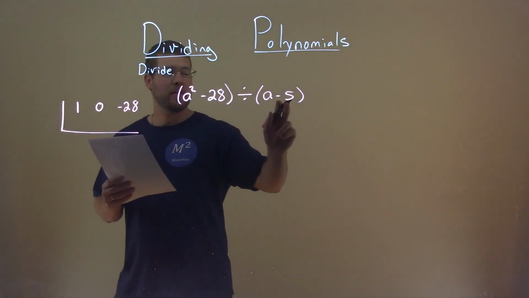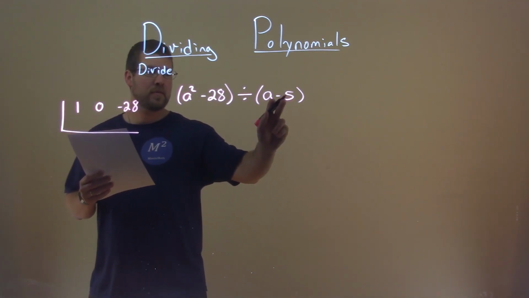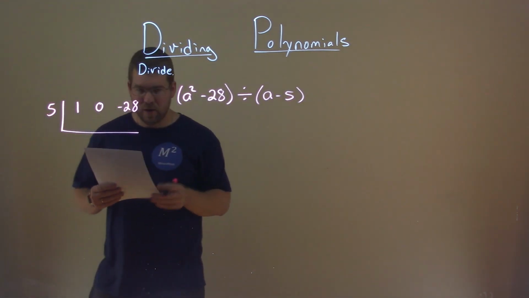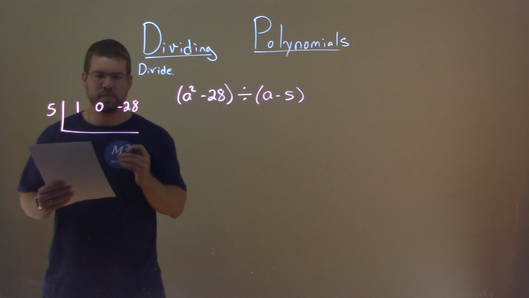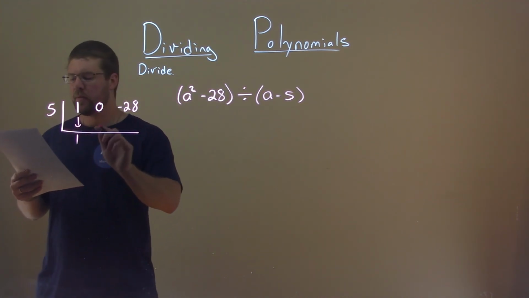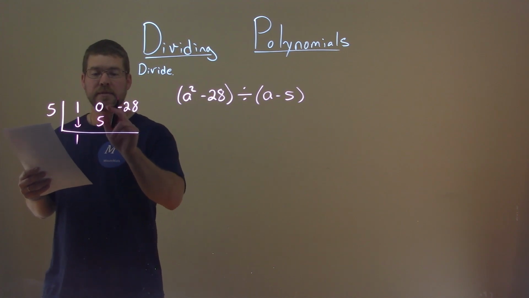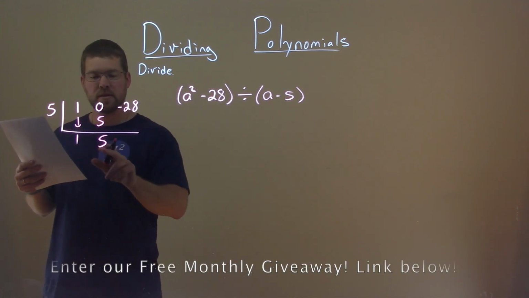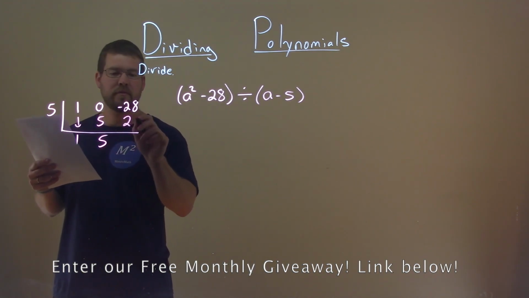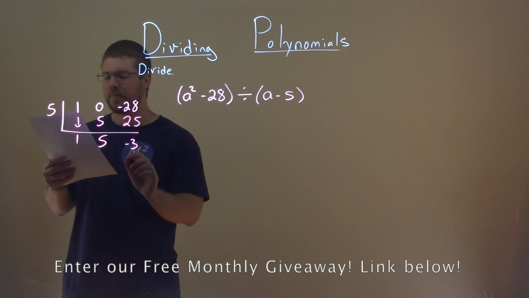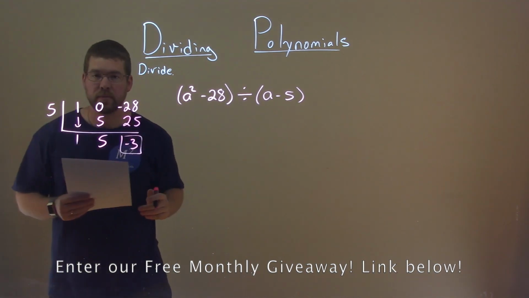We have a minus 5 we're dividing it by. So opposite of minus 5 is a positive 5. And now we're set up to do division, or synthetic division. Bring down the 1, and 5 times 1 is 5. 0 plus 5 is 5. 5 times 5 is 25. And negative 28 plus 25 is a negative 3, and that's our remainder.